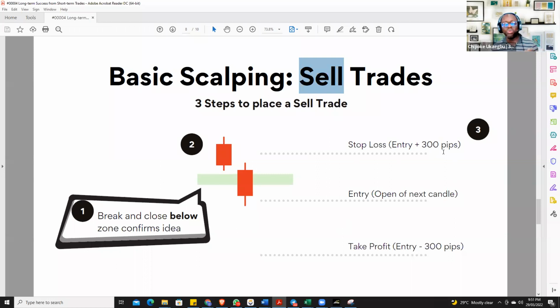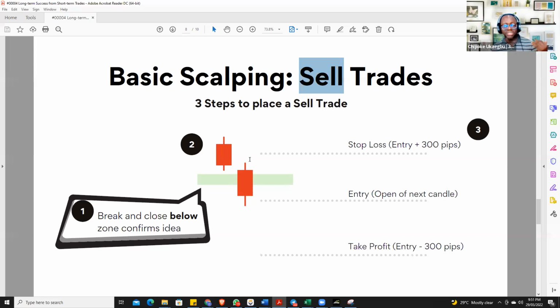Now, notice why we spent all that time talking about pips. It's because you're going to need that calculation to set your stop loss and your take profit. So your stop loss in this case is going to be 300 pips above your entry. Your take profit is going to be 300 pips below your entry. Just remember this picture, take a screenshot of it. We will illustrate this with an example and it will make sense to you.